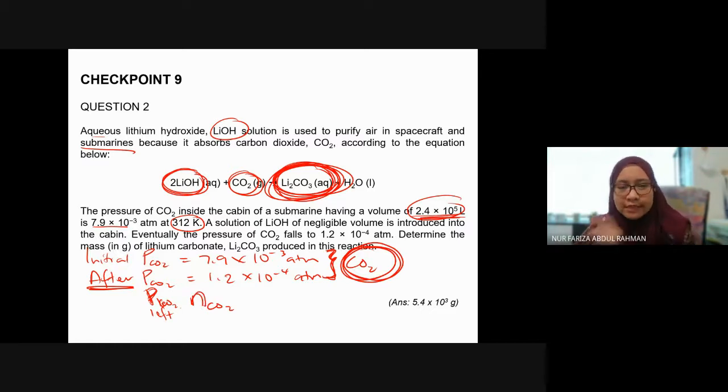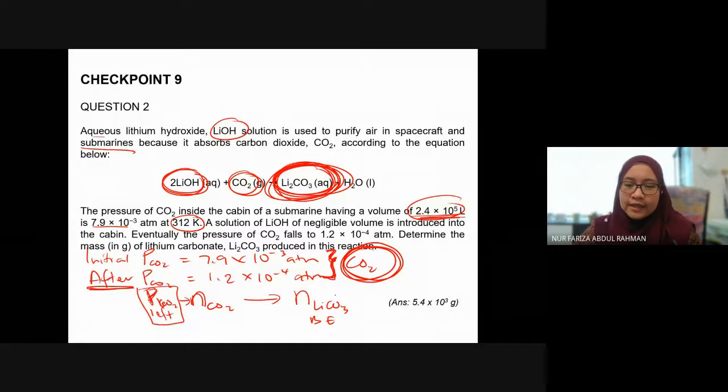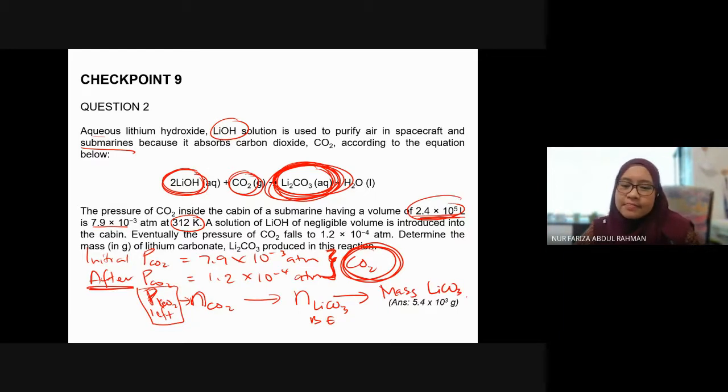We want mole because later we want to connect the mole of CO2 and the mole of lithium carbonate. So you have the PCO2 after you subtract these two values, and then you can calculate the mole of CO2. From the mole of CO2, you relate to the mole of lithium carbonate from the balanced equation, and then you can calculate the mass of lithium carbonate. So this is the strategy we are going to use.